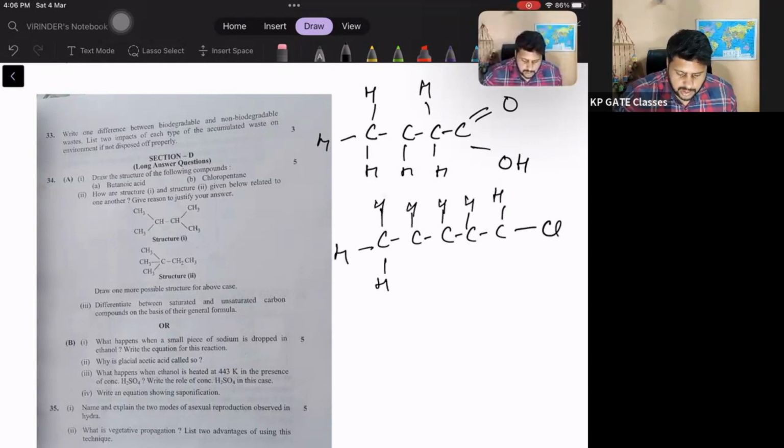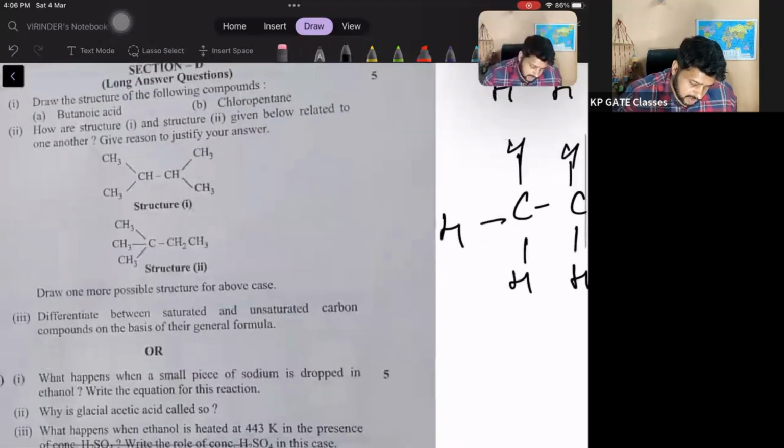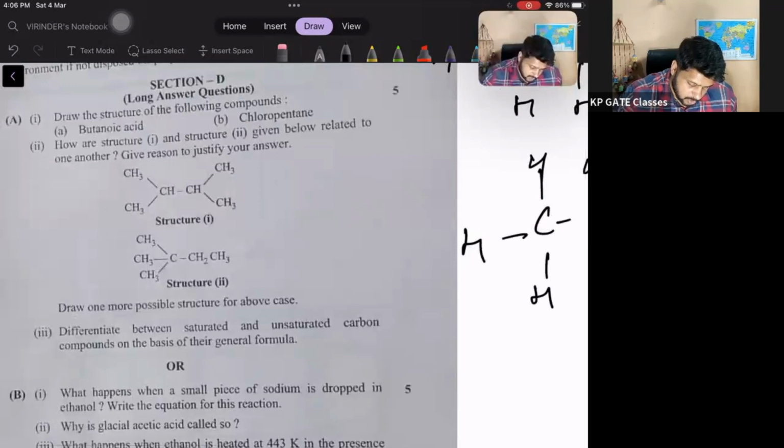Simple questions they have asked. There are many simple questions, so the paper is very easy in comparison. How are structure 1 and structure 2 given below related to one another? Give reason. So here let's count their carbons first: 1, 2, 3, 4, 5, 6. 1, 2, 3, 4, 5, 6. So basically they are isomers. Draw one more possible structure for this case, so you have to draw the isomers here only.